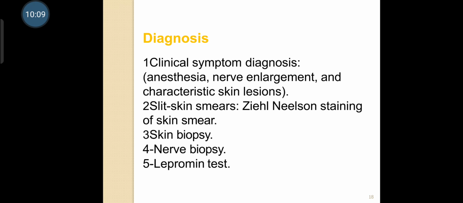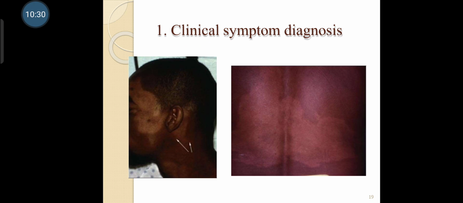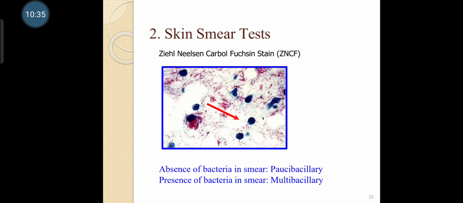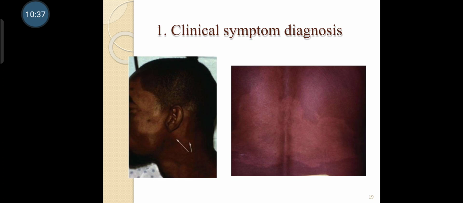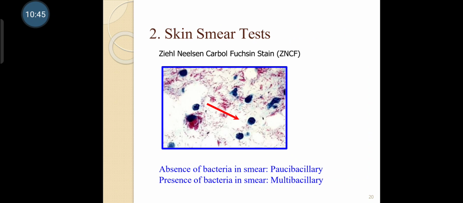The slit skin smears show Ziehl-Neelsen staining, which is acid fast staining of the skin smear. Skin biopsy, nerve biopsy and the lepromine test are the other diagnostic measures to determine whether the leprotic infection is there or not. Clinical symptoms associated with that are part of the diagnosis. So signs and symptoms can show us whether leprosy is present or not, and if yes, what type of leprosy is there.